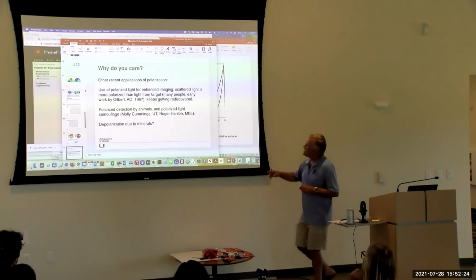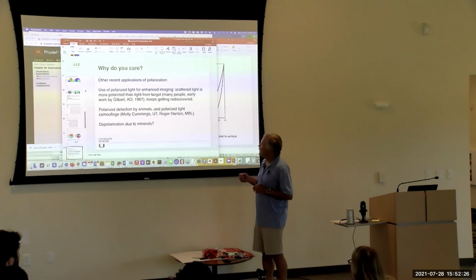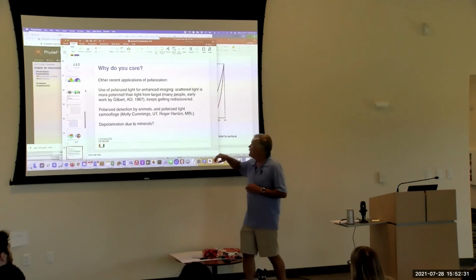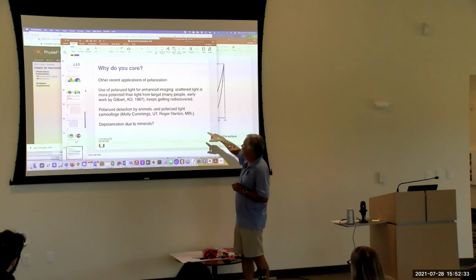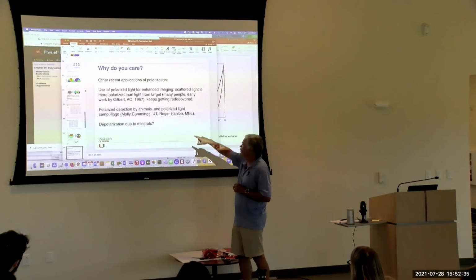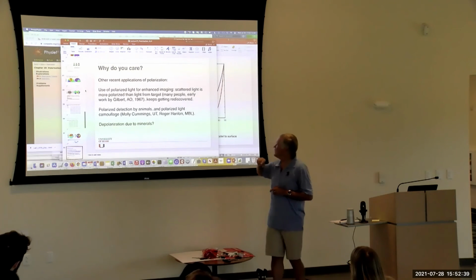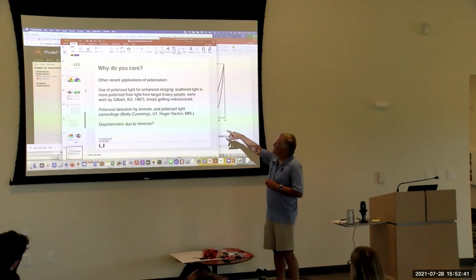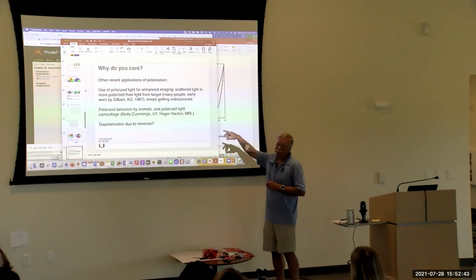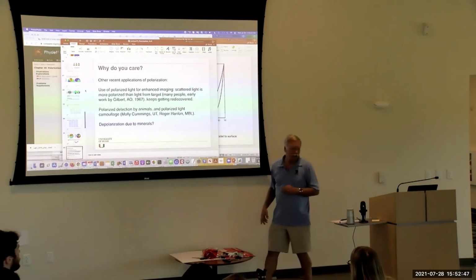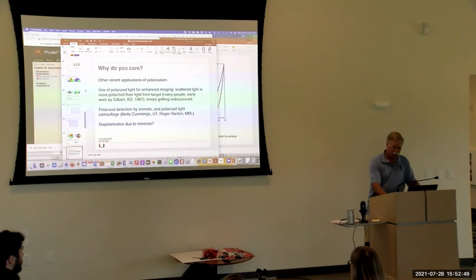Animals, polarized detection by animals and polarized light camouflage. There's been a bunch of experiments done for that. Molly Cummins and Roger Hanlon, Molly's at UT, Roger Hanlon at Woods Hole Marine Biological Lab. There was a big Navy project that they did a bunch of work looking at that. Minerals, depolarized.